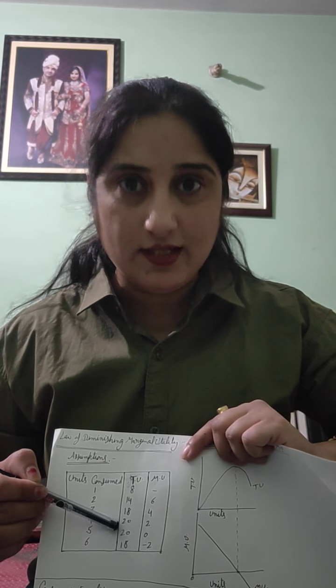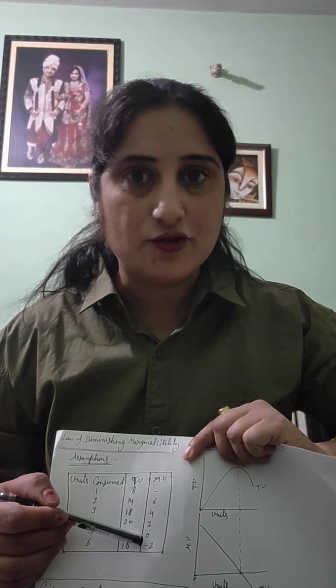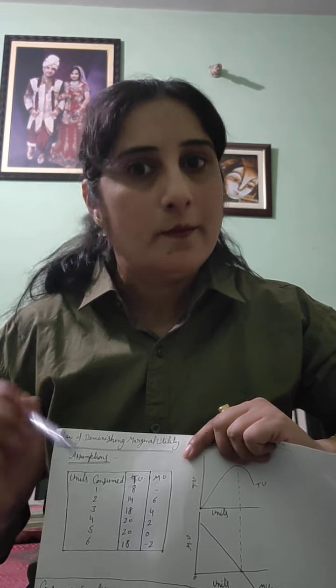The first point is when total utility is increasing. When total utility is increasing from 8 to 14, 14 to 18, 18 to 20, marginal utility is positive. When total utility is at the maximum satisfaction level, at the maximum point, then marginal utility is 0. When total utility decreases, marginal utility becomes negative. So these are the 3 points which show the relation between total utility and marginal utility.